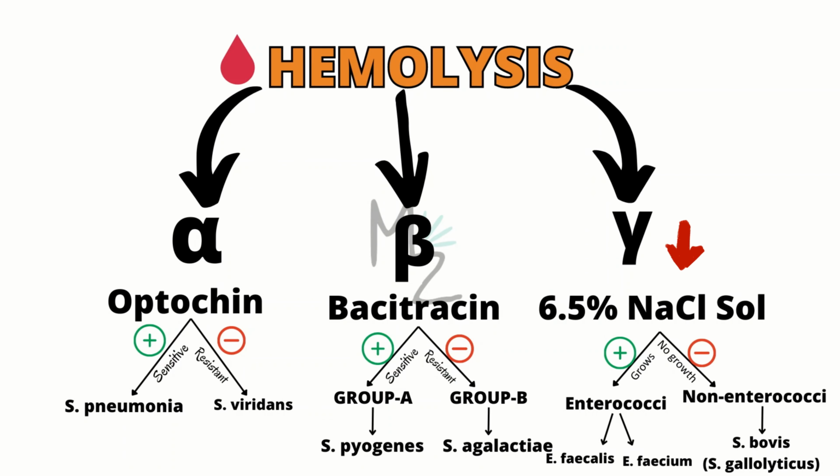And the gamma hemolytic bacteria is further classified on the basis of 6.5% salt solution. If a bacterium grows in that solution, it is Enterococci, which is further classified into Enterococcus faecalis and Enterococcus faecium, which belongs to the group D Streptococcus in the Lancefield classification. If no growth is observed in salt solution, that is non-Enterococci, for example Streptococcus bovis, formerly called Streptococcus bovis, but now it is called Streptococcus gallolyticus.